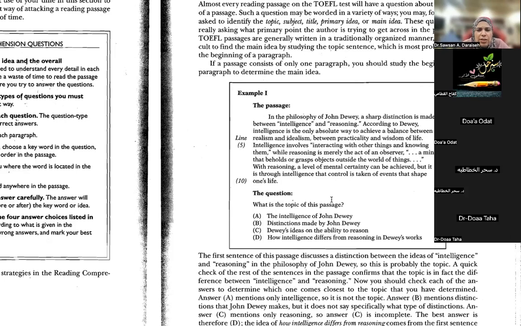Listen to the passage. It says here, in the philosophy of John Dewey, a sharp distinction is made between intelligence and reasoning. Intelligence is the cat.